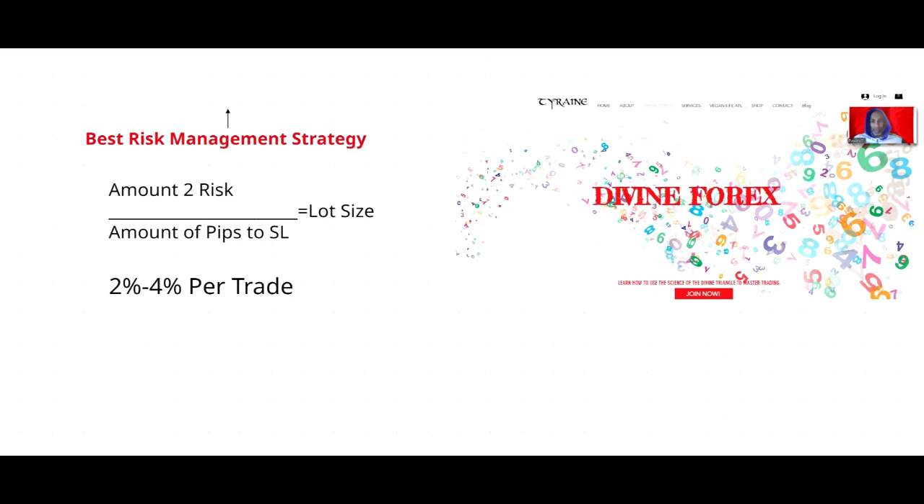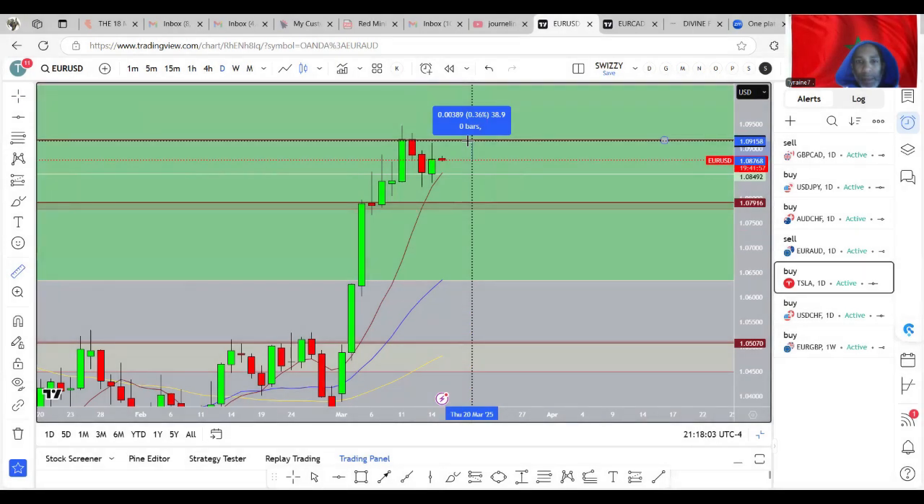So 2 to 4% per trade, and you want to always look for your first take profit, which you want to be a minimum of 2-to-1 ratio. So if my stop loss is here at pretty much 39.40 pips, our take profit will be here, which is 85 pips. So that's a little over 2 times. So you would make about $16 while risking 8. And that would be your first take profit. And then obviously your second take profit would be down.